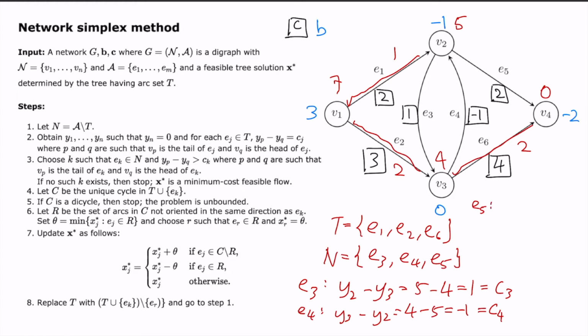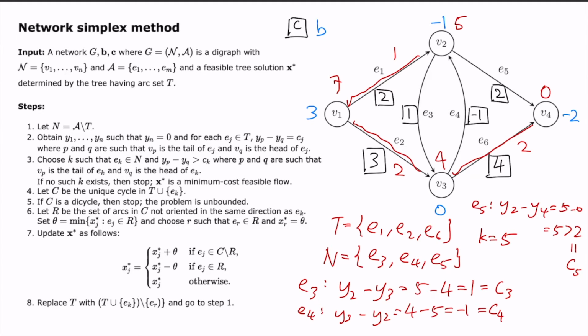Next, we look at E5. We're looking at Y2 minus Y4. And that's 5 minus 0. And that's 5. And that's bigger than 2, which is the arc cost on the arc. So we're going to choose K equal to 5.